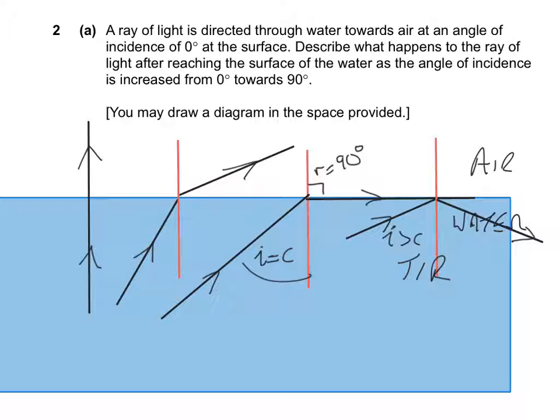I equal to 0, R equal to 0. I has a value, R is greater, so it's bending away from the normal. I reaches the critical angle, you get this refraction of 90 degrees, and I beyond the critical angle, you get total internal reflection.